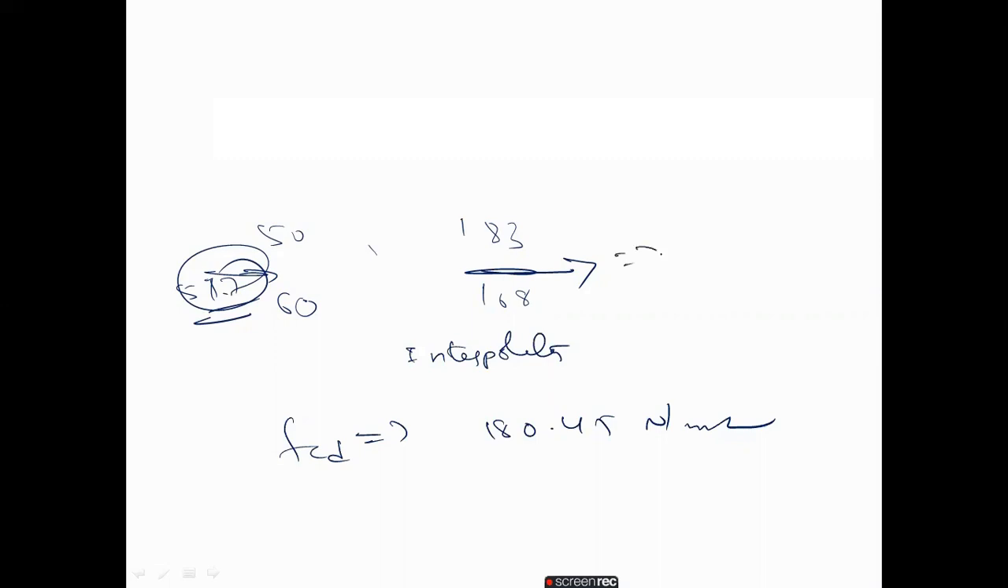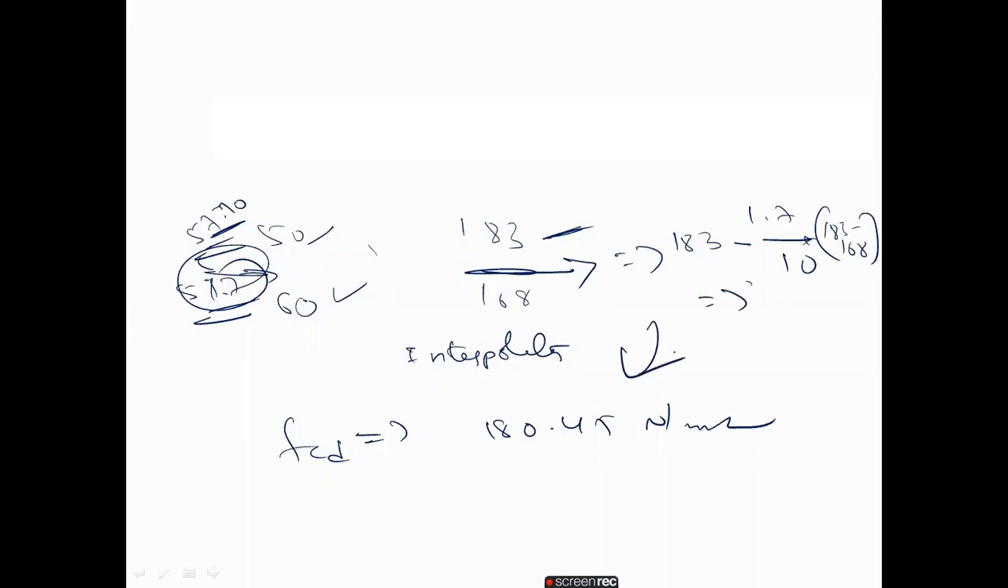So how will we do the interpolation? We have to know the 57.70. So first one is the higher one, 183 minus. So what is the total difference? 1.7 by 10. The 50 to 60 difference is 10. Multiply by 183 minus 168. So you will get the FCD value.